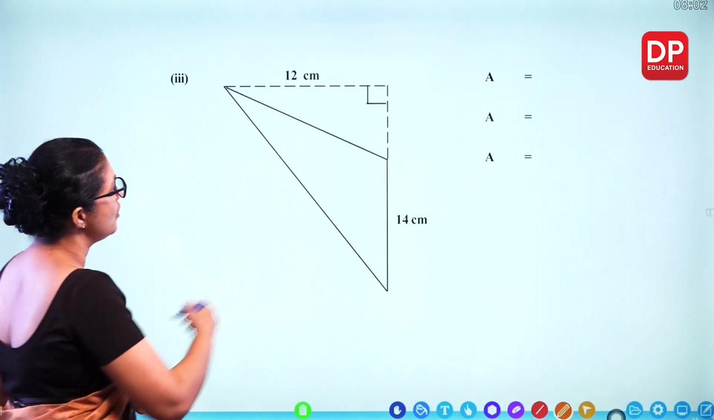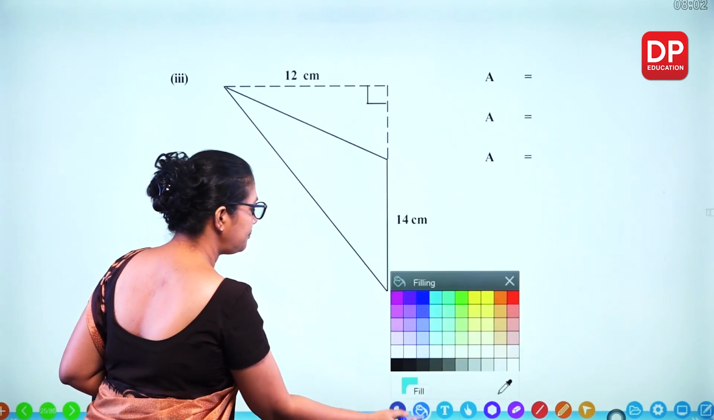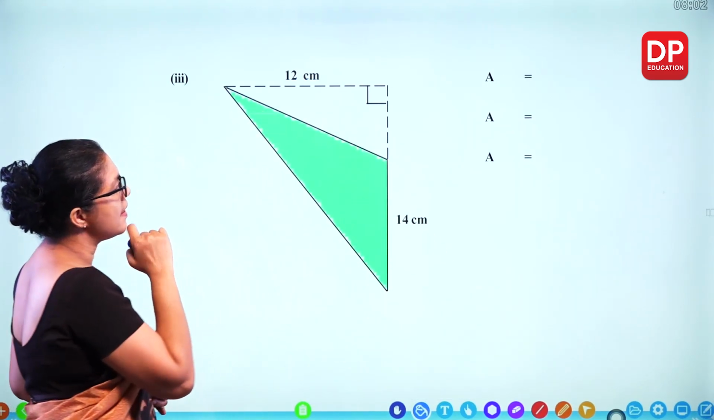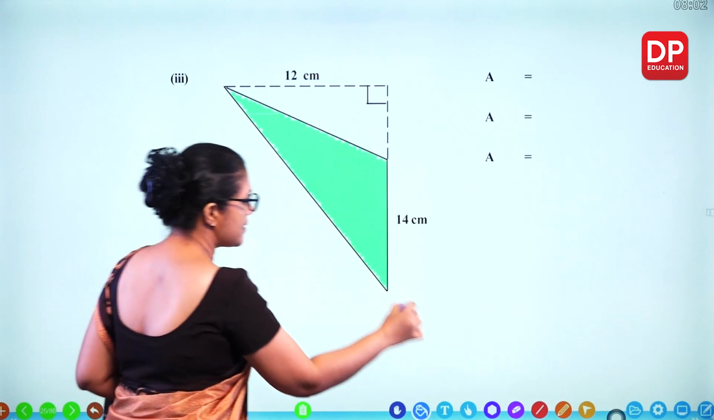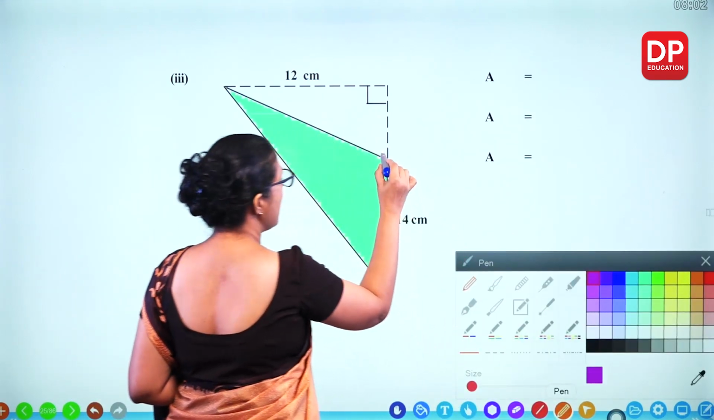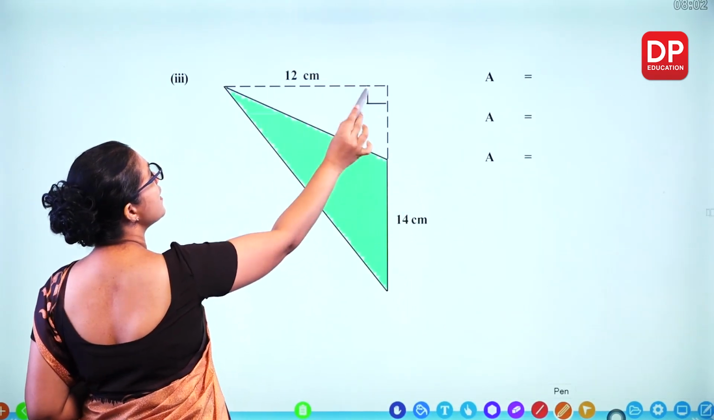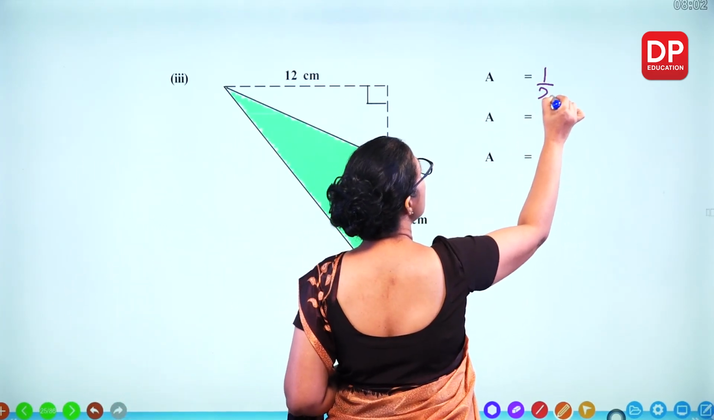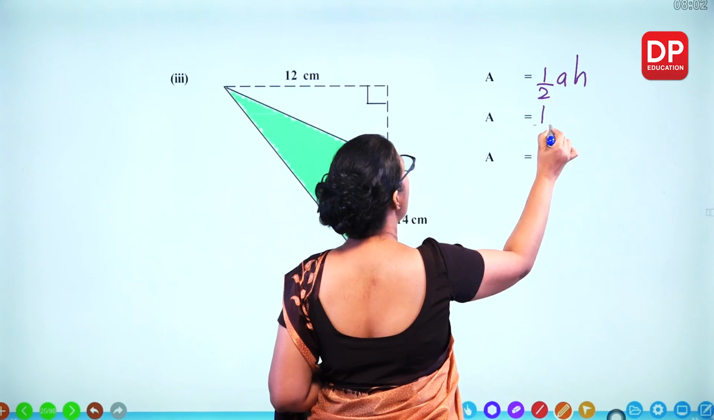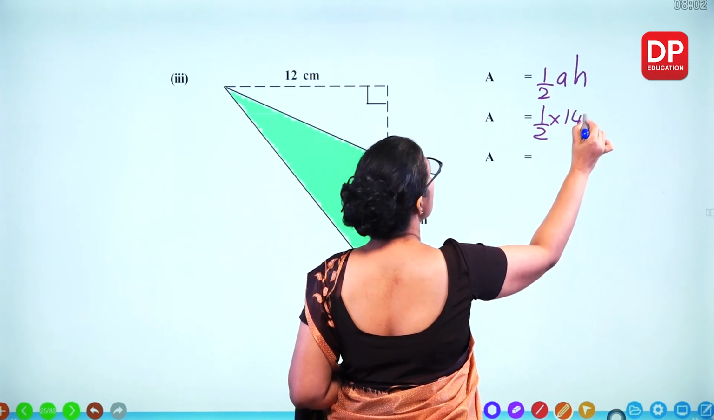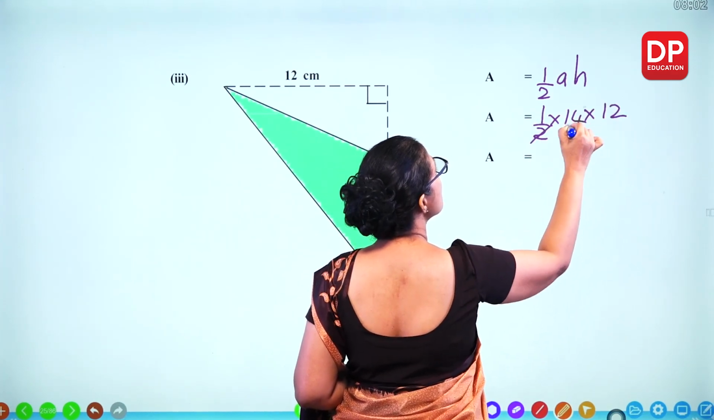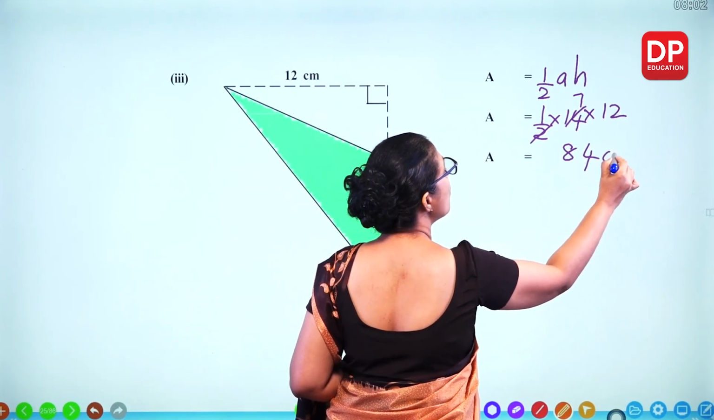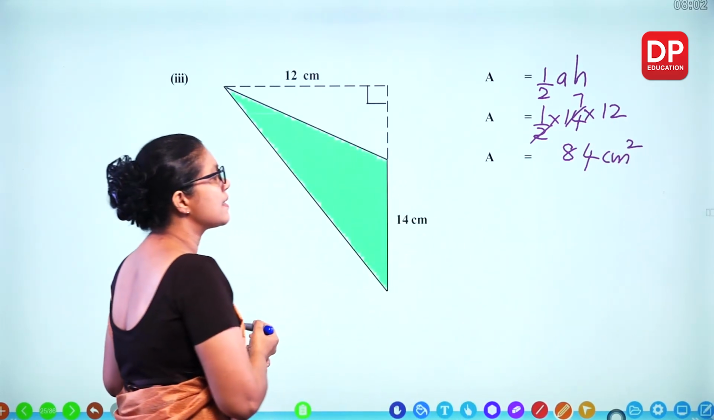This one, you need to find out this area. So what's the base length? You can take base length as 14, perpendicular height is 12. So half times AH is the formula, half times 14 times 12. 2 times 7, 12 times 7, 84 square centimeters.